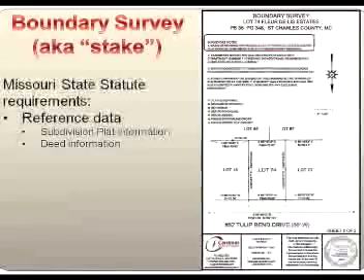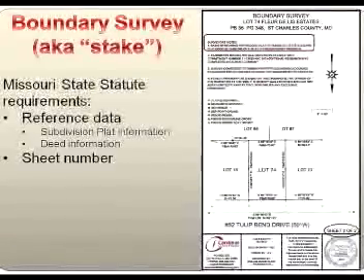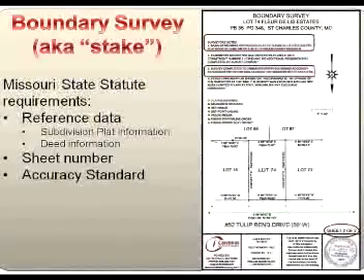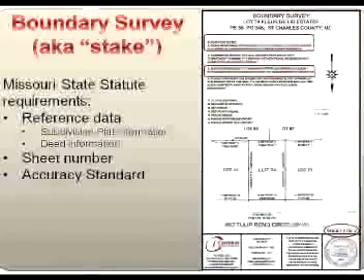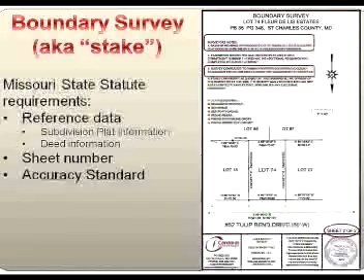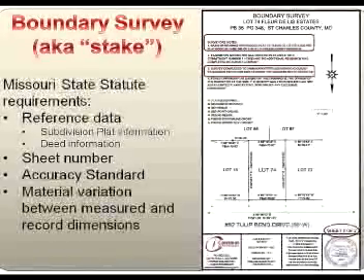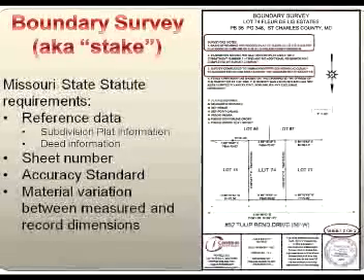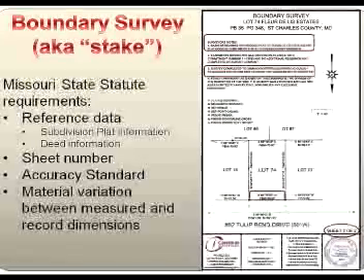And what the state law says is that we have to give you the reference data, which would be the subdivision where we pulled all of our records from. We have to tell you what sheet number it is, and we have to have the accuracy standard. Missouri state law says if you have a quarter-acre lot, you're allowed to have as much as 1/10 of error. If you have a 3-acre lot, you can have 3/10 of error. But it gives us all of our rules as far as how far our monuments are allowed to be in the wrong place and they're still acceptable. So all of that information has to be on that drawing.